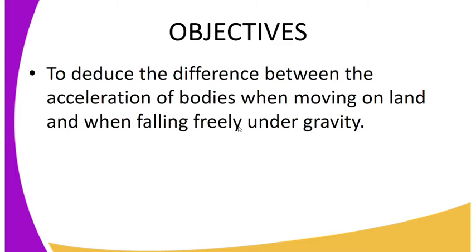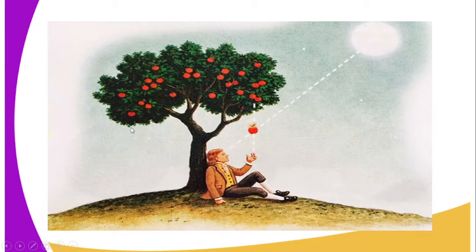Next we have, as you can see, what is gravity? We know that all objects are attracted towards the center of the earth. That is the law of gravity. Objects are attracted towards the center of the earth, and objects tend to fall down because they have weight, and weight is as a result of gravity.